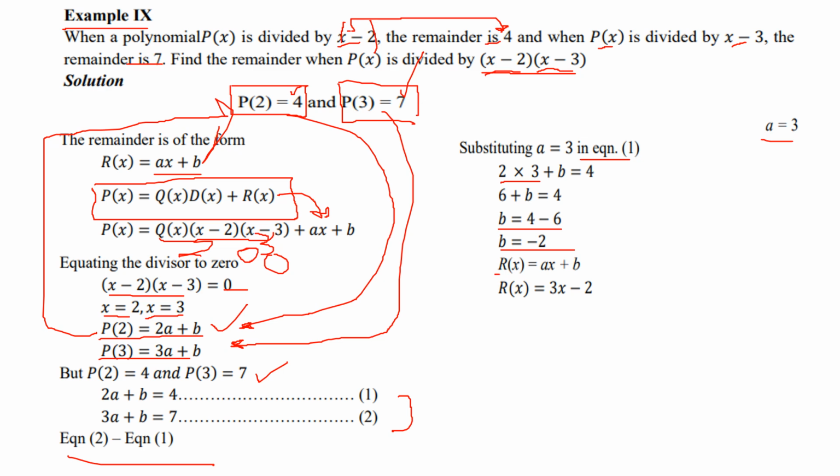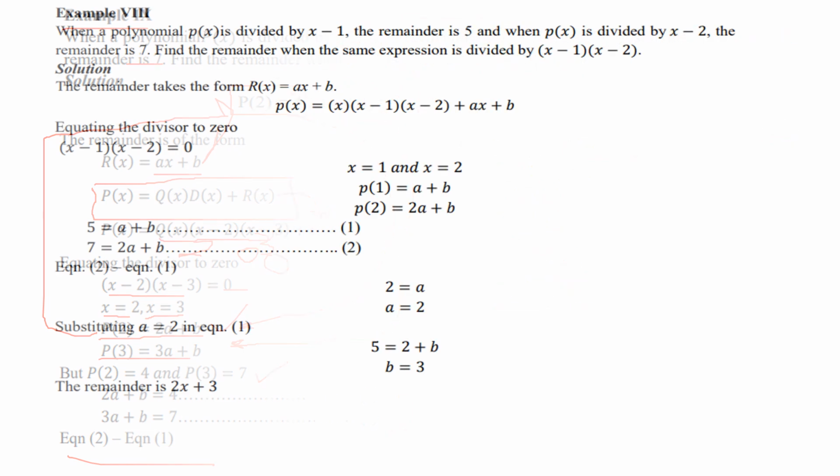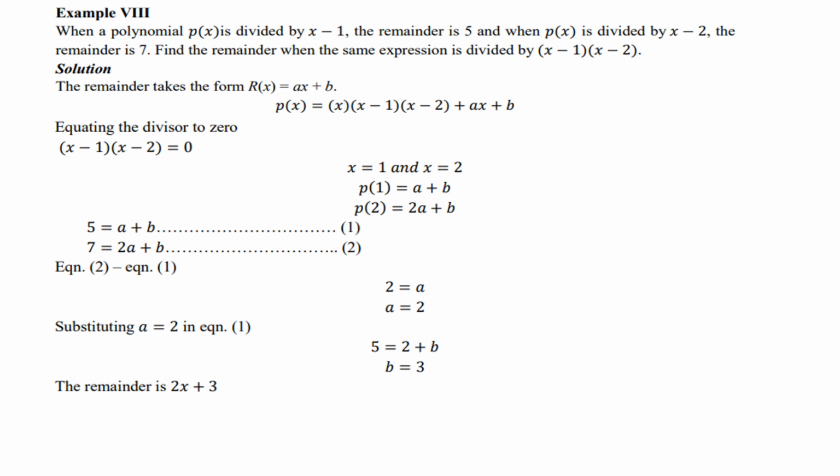So your remainder, we stated it to be in the form of ax plus b. So substituting for the values of a and b, you remain with the remainder of x to be equal to 3x minus 2. Since all the things are in the same approach, I'm going to be very quick with the other examples.